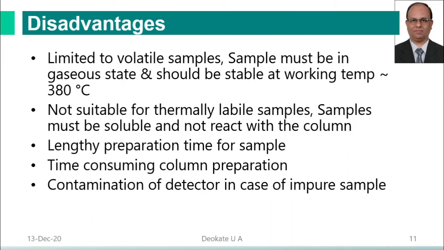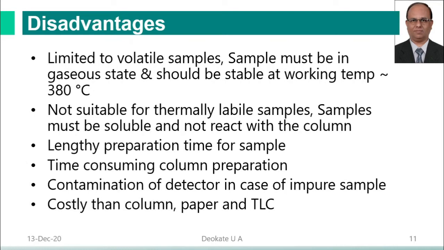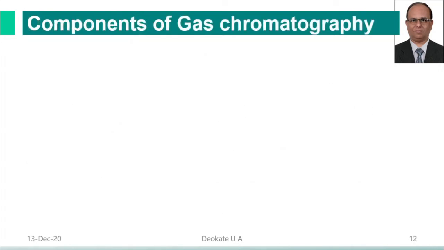a time-consuming process. The contamination of the detector in case of impure samples is a basic disadvantage of gas chromatography, because we are using very thin capillary tubes as a column, which get contaminated easily. It is costlier than simple column chromatography, paper chromatography, and thin layer chromatography.